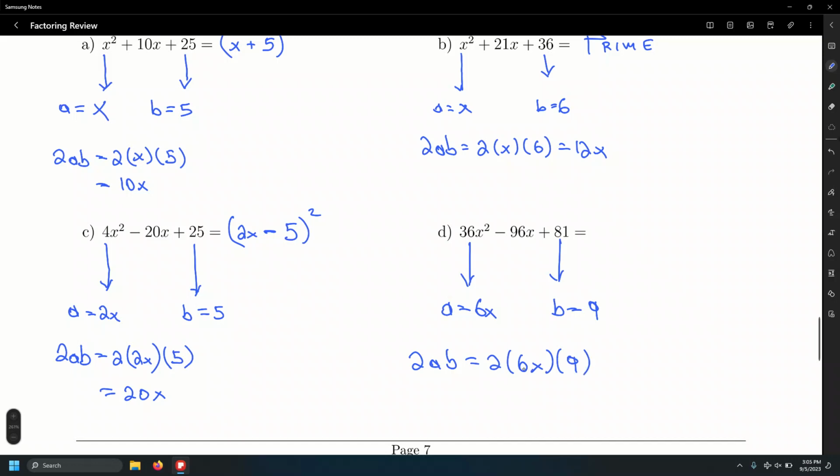Okay, let's evaluate the quantity 2AB to determine whether this is a perfect square trinomial. 2 times 6, that's 12. 12 times 9, is that 108? 108x. Compare this result with the middle coefficient. Is it the same? No, then this is not a perfect square trinomial. All right?